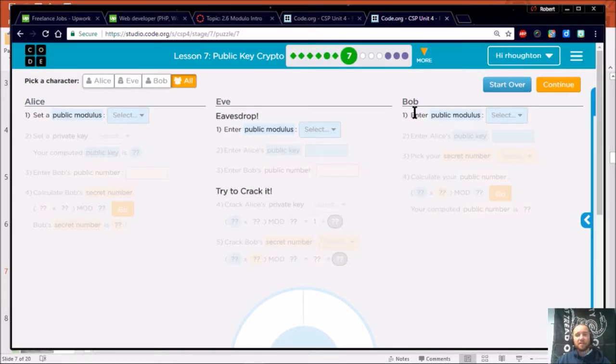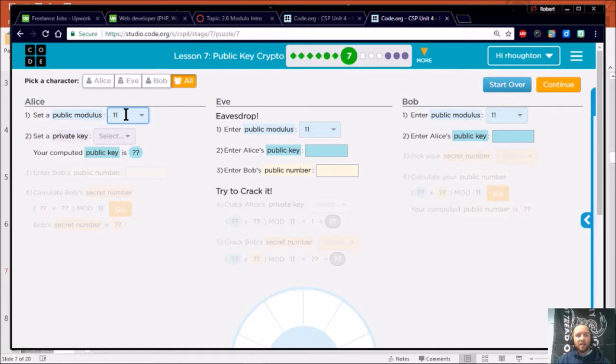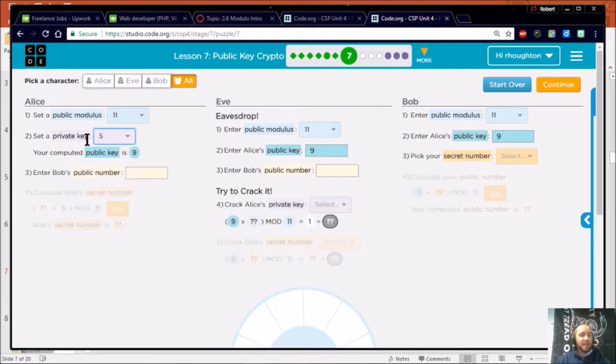Bob is the guy with the secret. So Alice wants that secret. Let's say Alice and Bob agree to a number, let's say 11. It could be any prime number here. So we're going with 11. So she has that public modulus. She'll go ahead and pick a secret key. I'm going to go with 5 here. So now we go over here and he needs a public key. Where does he get that? Well, from Alice. She's going to come up with the number 9, and then again, everybody can see it.